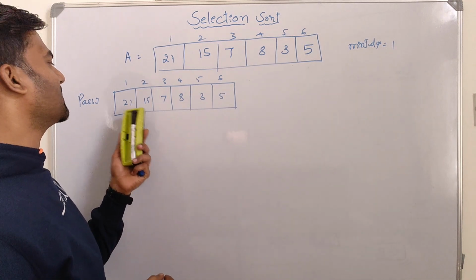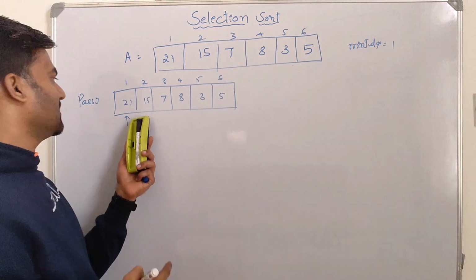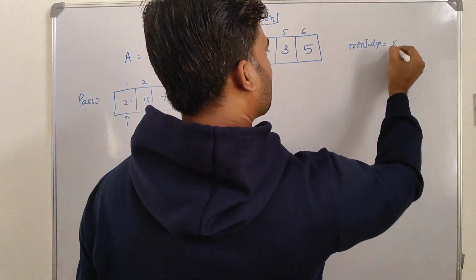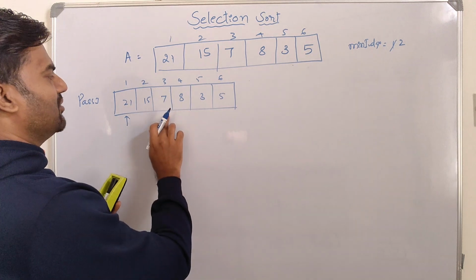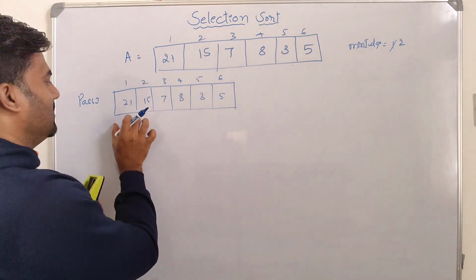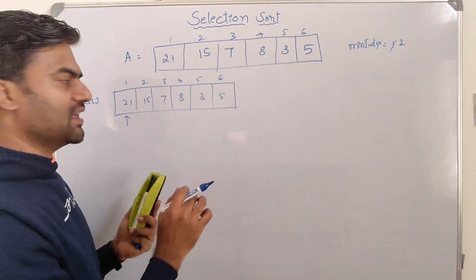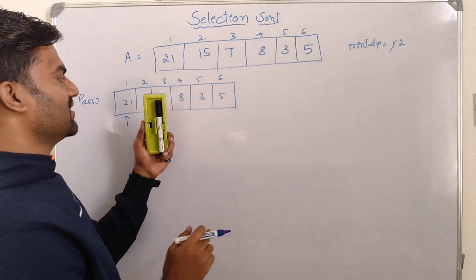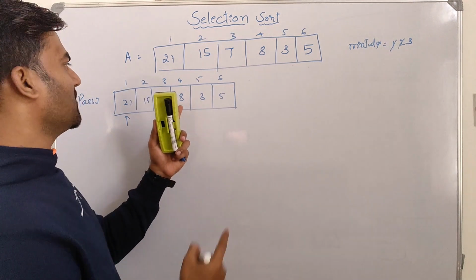So is 15 less than the element at minimum index? That is 1 for now. Yes. So I'll update this minimum index. Now it becomes 2. Now I will move to the next element. This one I'll keep in this place, but I'll scan through the remaining elements. So next 7. 7 is less. So I'll update minimum index.